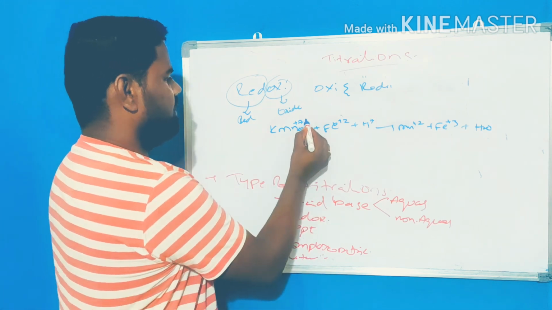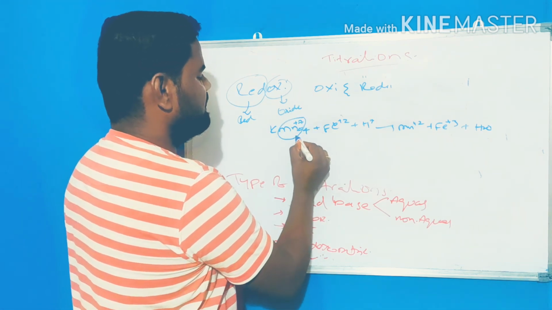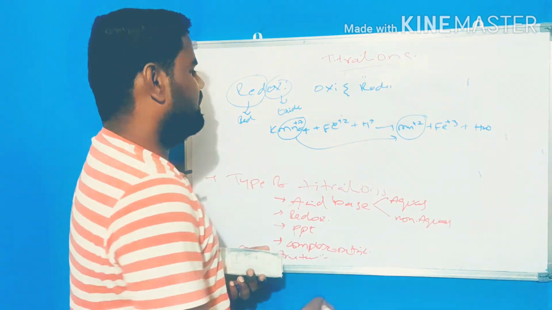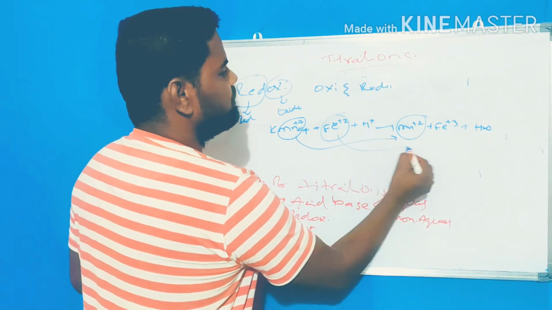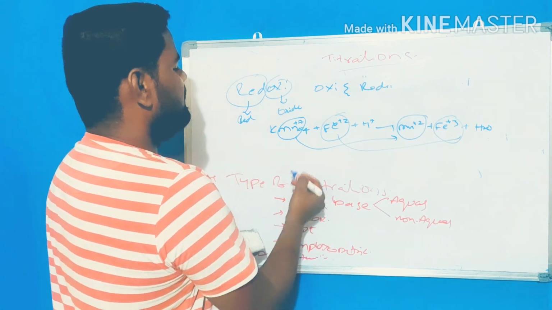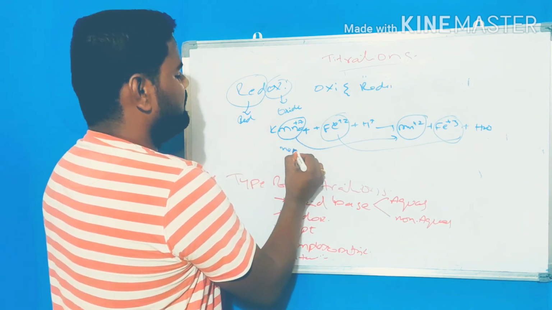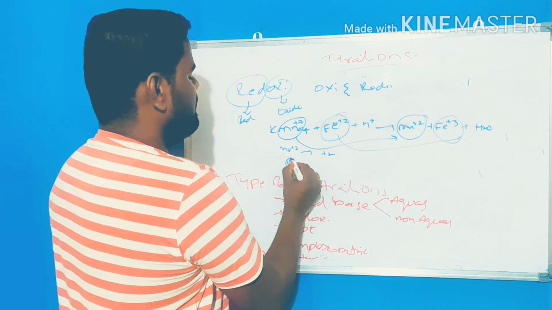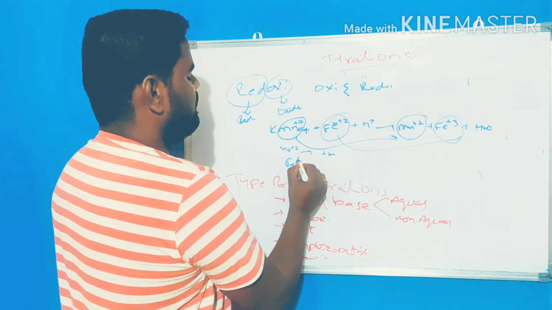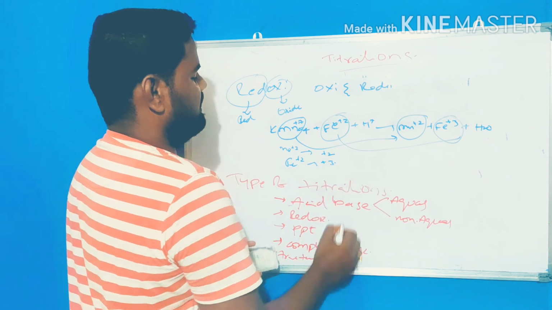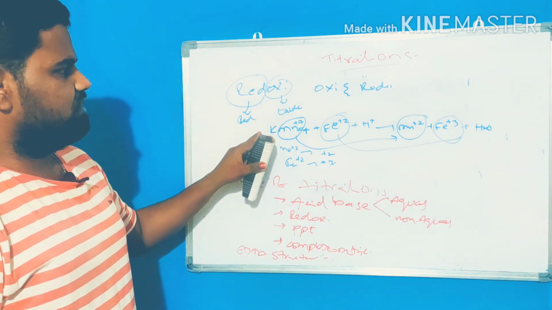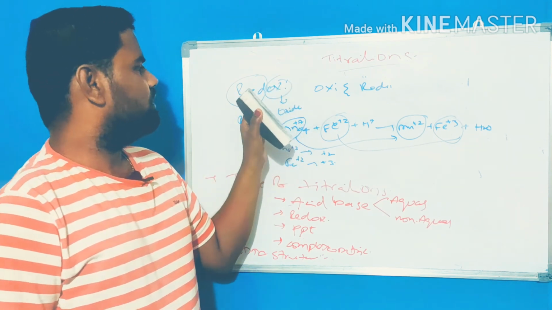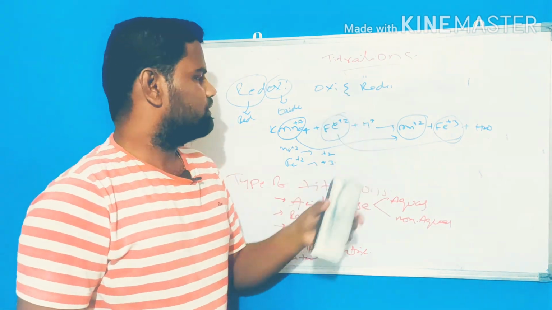Here Mn +7 is changed to Mn +2, and Fe +2 is changed to Fe +3. Here Mn is reduced, +7 to +2, and iron is oxidized, +2 to +3. Simply, in this reaction there is a change in oxidation state between oxidant and reductant, and it is called redox titration.